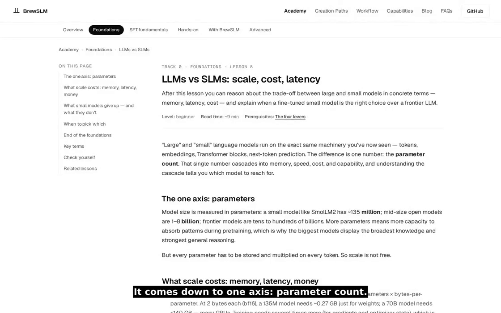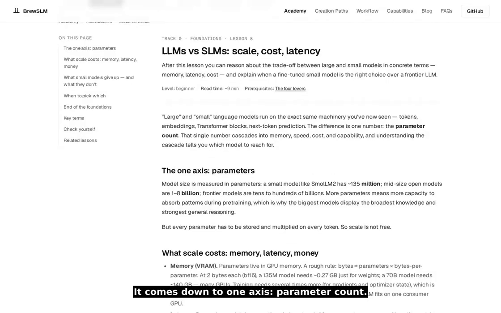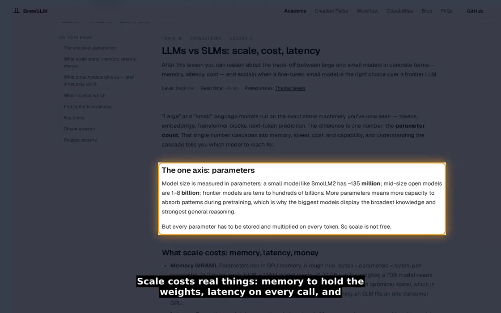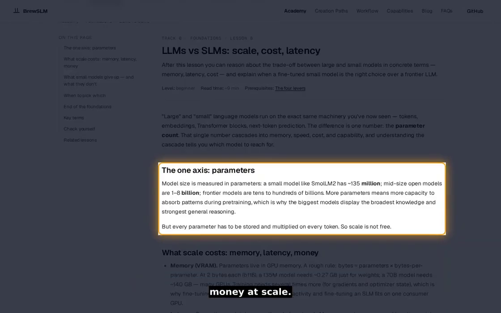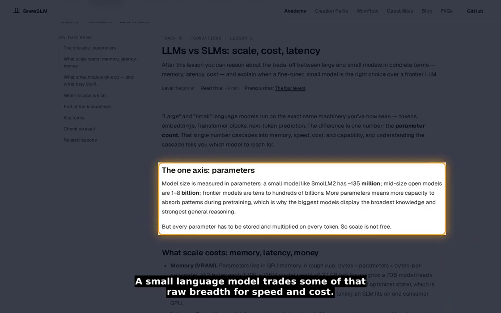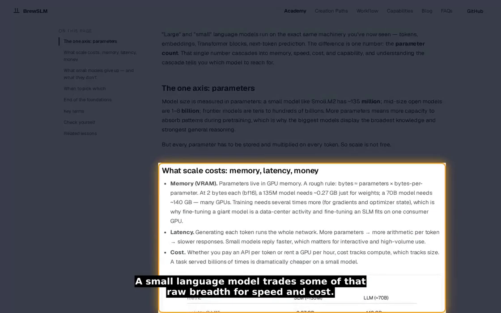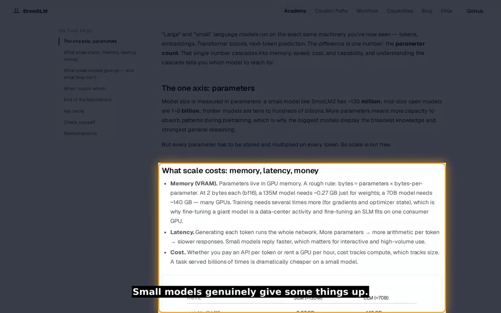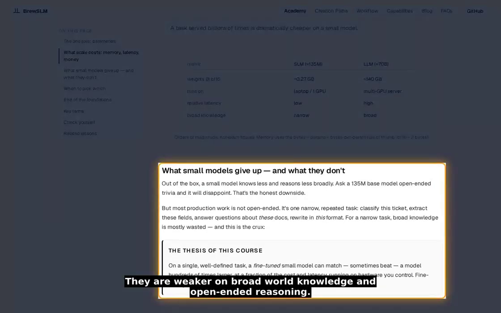So why small models? It comes down to one axis, parameter count. Scale costs real things: memory to hold the weights, latency on every call, and money at scale. A small language model trades some of that raw breadth for speed and cost. But here is the honest part, and it is the rule this academy lives by. Small models genuinely give some things up. They are weaker on broad world knowledge and open-ended reasoning. What they don't give up is the narrow case.